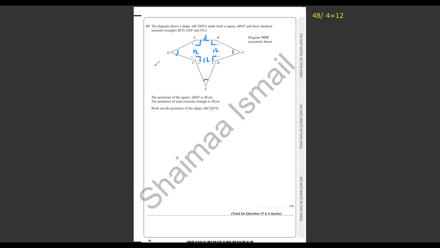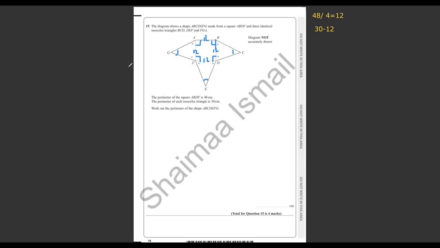Okay. He gives you the perimeter of each isosceles triangle is 30. So as this is 12, here we can get the side length of BC or any side here. So we say 30 minus the 12 here. Here we have, all this is 12.